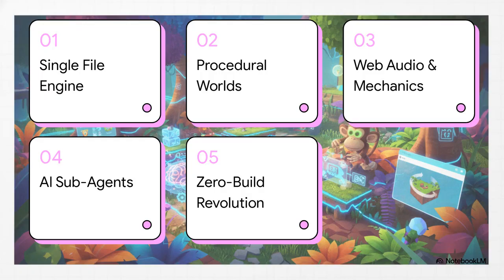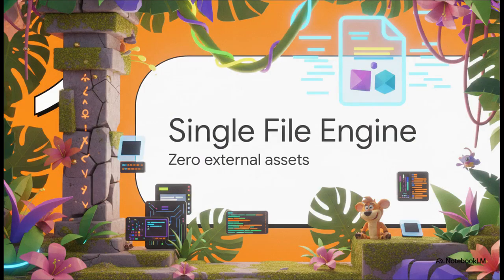Think of this agenda as our level select screen. We're going to conquer the single file engine, procedural characters, and web audio. Then we'll uncover the secret AI weapon making this possible, and finally look at the zero build revolution. Let's get into it. Okay, level 1, the single file game engine.